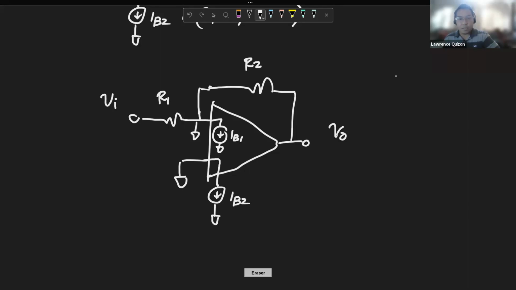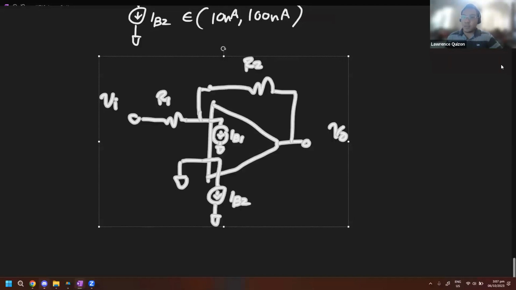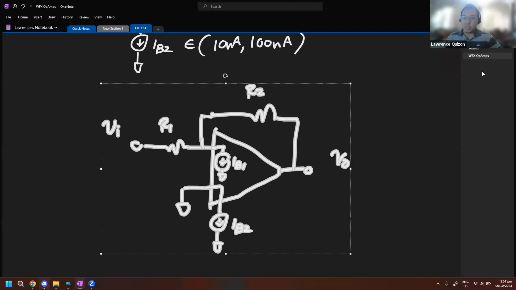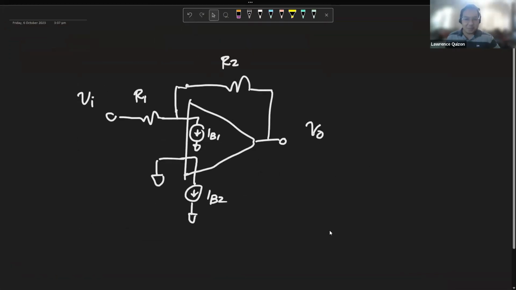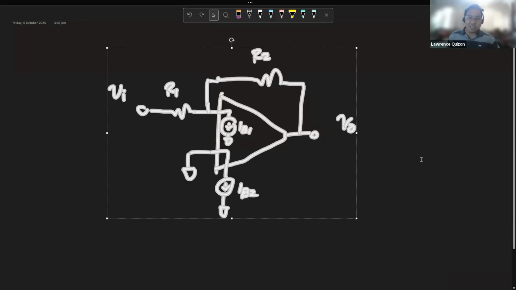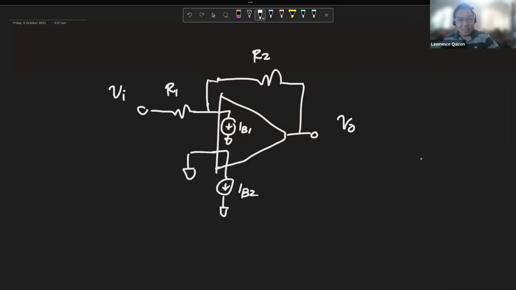mag-ground yun, di ba? So, actually, let me change the color of my, let me just take refuge in another notebook. Yan. So, I have found the reason why, bakit siya nagsislow. Because I need to change to a new notebook kapag ganun.